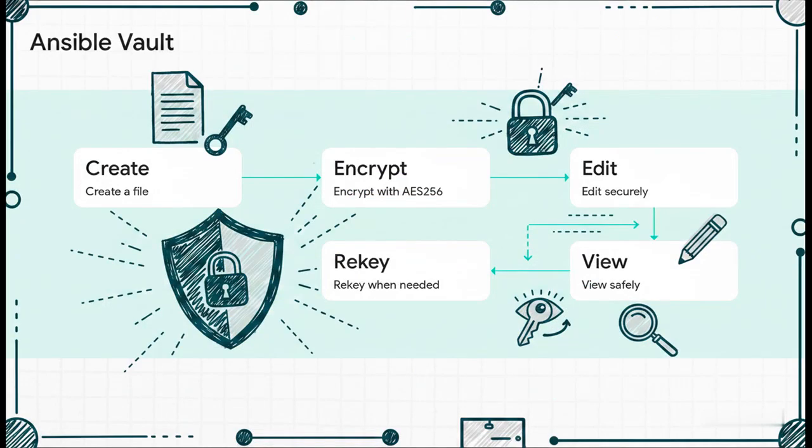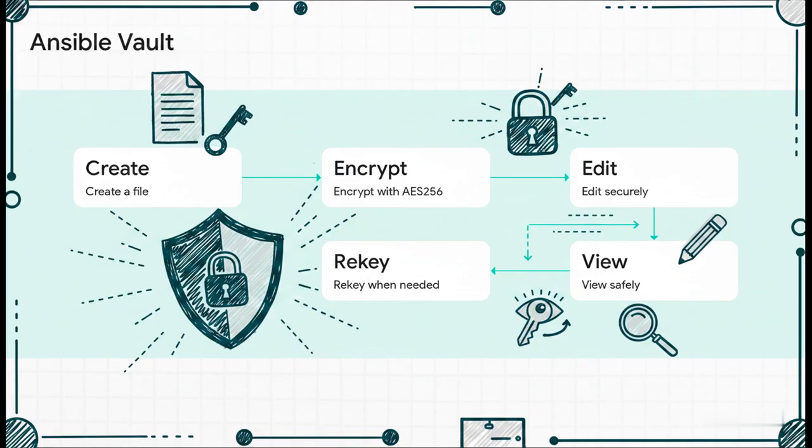Enter Ansible Vaults. This is a built-in lifesaver that lets you encrypt your sensitive files using heavy-duty AES 256 encryption. It's incredibly straightforward. You use the Ansible Vault command to create a file, lock it with a master password, and you're good to go. You can safely edit, view, or rekey that file whenever you need to, completely shielding your secrets from prying eyes.